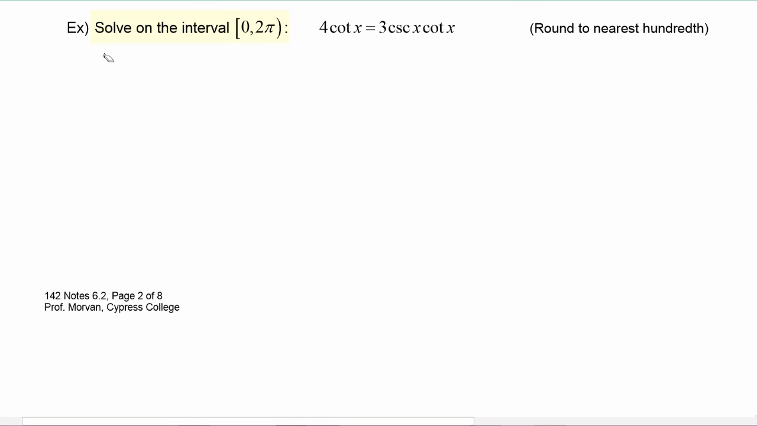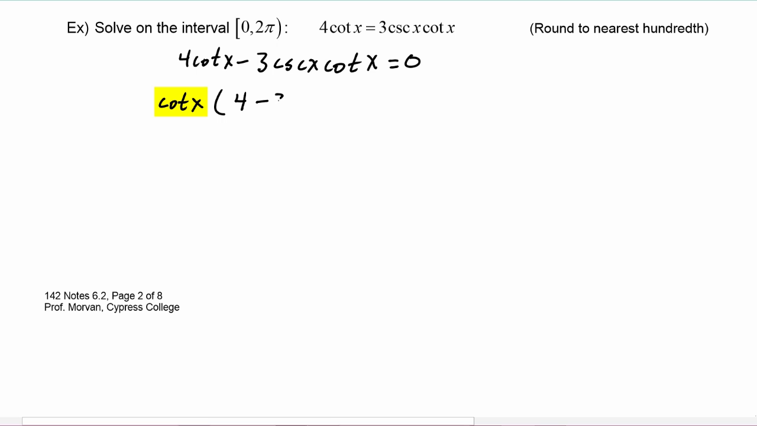In this example, we have to solve on the interval 0 to 2 pi, and of course this tells us that our answers will be radian angles. The equation we have to solve is 4 cotangent of x equals 3 cosecant x cotangent x. We know that we have to gather up the terms on one side, so we're going to have 4 cotangent of x minus 3 cosecant x cotangent of x is equal to 0. We see that we can factor out a cotangent x, and we would have left 4 minus 3 cosecant x equals 0.